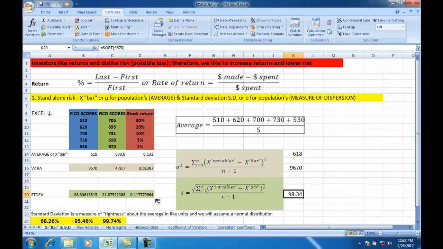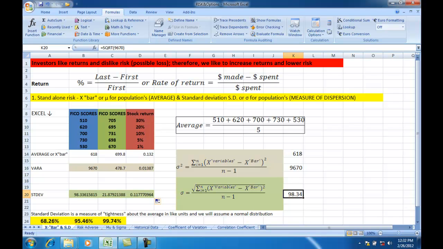So by taking the square root of the variance, we put it back into the same units as our original FICO scores. We can see that the first set of FICO scores has a greater dispersion, which was measured with the variance. And then finally, with the standard deviation, we see that the average is 618 with a standard deviation of 98.34. On the second column, we have a higher average and a lower standard deviation.